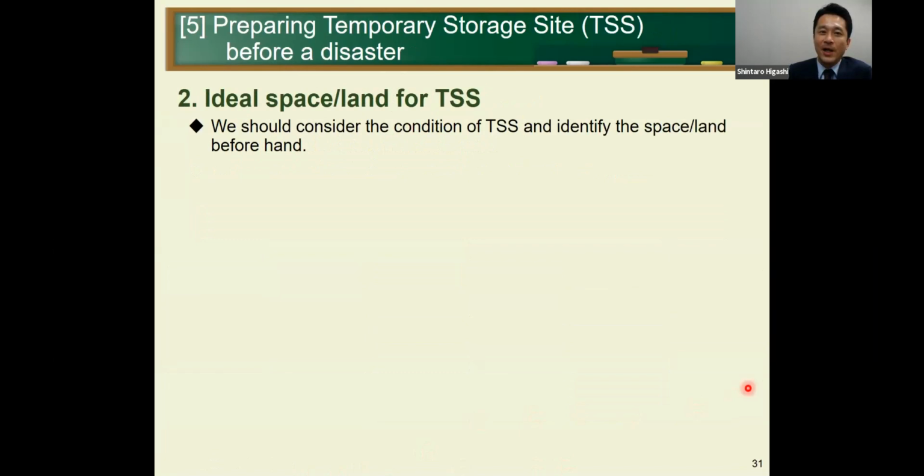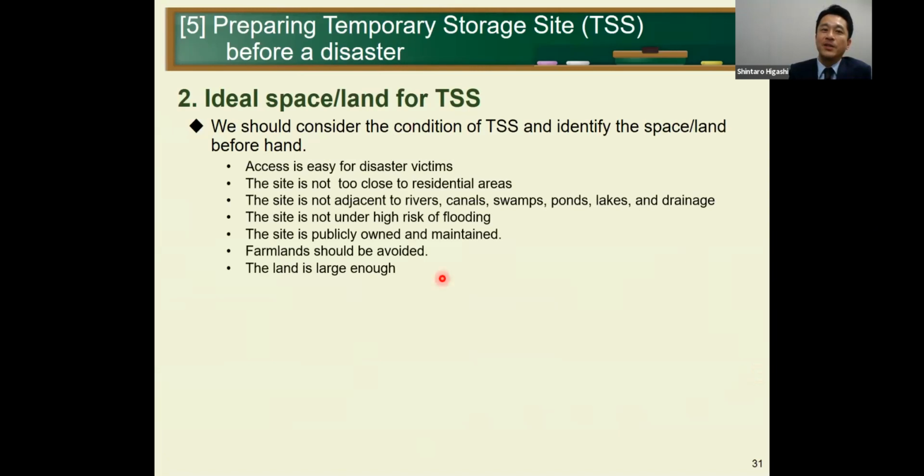I will show the picture. Sorry, before that, I will show the specific TSS criteria for a temporary storage site. Access is easy for disaster vehicles. The site is not too close to residential areas. The site is not adjacent to water sources, rivers, canals, swamps, ponds, lakes, and drainage. The site is not under high risk of flooding, and the site is publicly owned and maintained, hopefully.